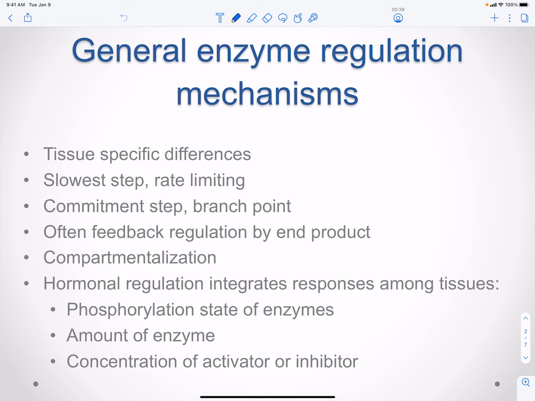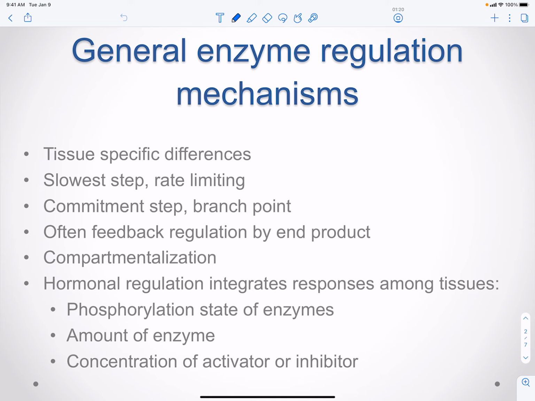And then you can also regulate enzymes by having a slow step or a rate limiting step. Oftentimes these steps are also called commitment steps, and they can occur at a branching point, which means if you want to go in this direction, you have to make sure you want to be in that direction, because it can go a different way as well. So it's sort of like there's multiple options at that branching point, and when you go in one direction, that becomes a commitment to whatever process that is. Oftentimes you also have feedback regulation by some sort of end product. The end product can be at a different branching point, or it can be the actual end product.